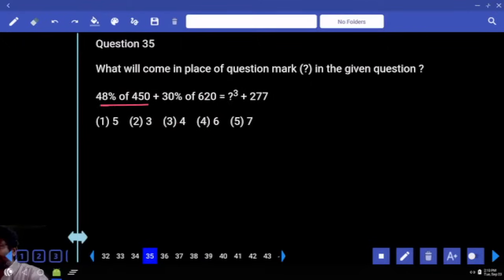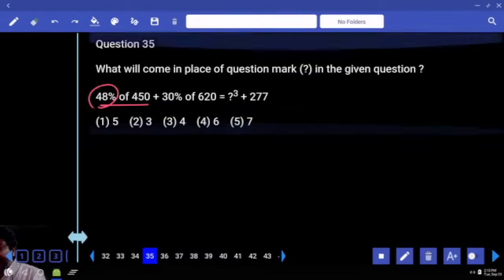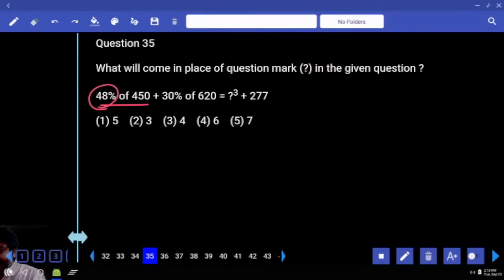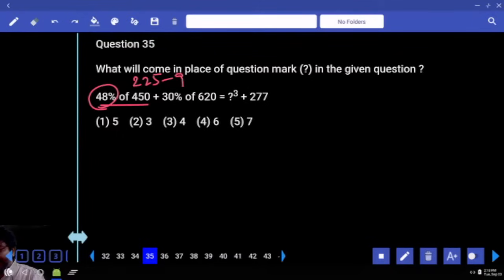48% of this number or 45% of 480. Anything is fine. 48%, 50% minus 2%. What is 50%? 225. 2%, 9. That will be equal to 216. 30%, 10% 3 times, 62 3 times, 186. Right hand side 277 comes left hand side, minus 277. Are you okay? Right. Now, otherwise also, this number ends with, right hand side number comes left hand side, becomes minus 7.